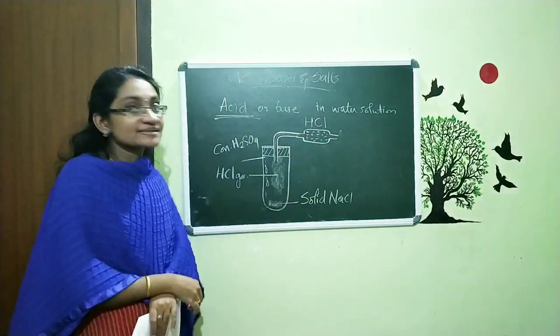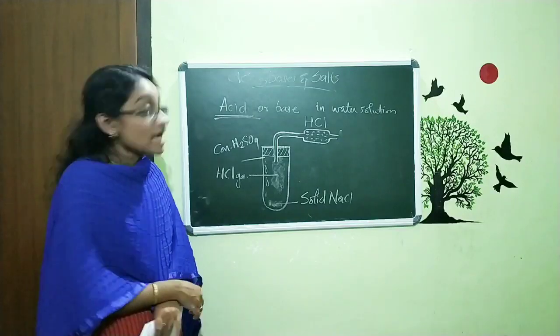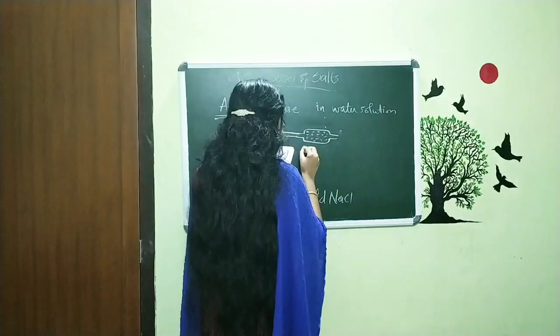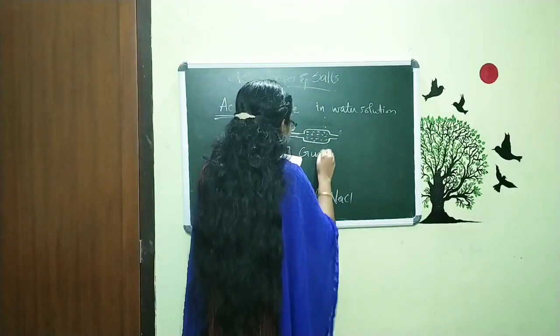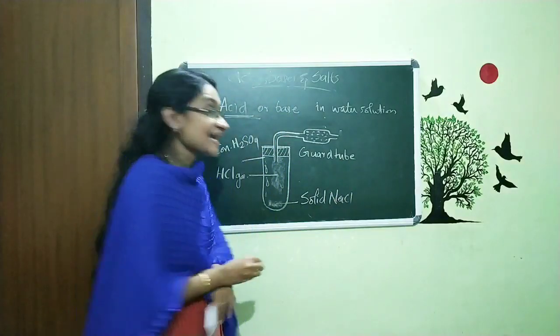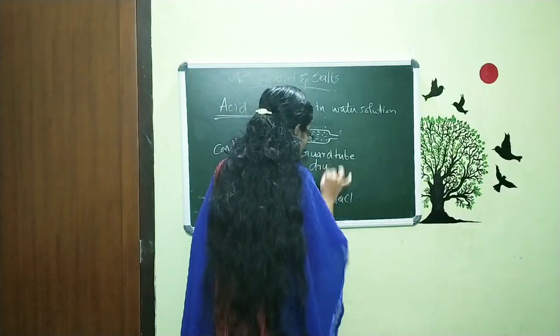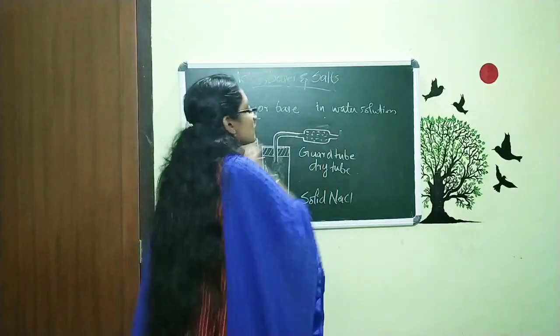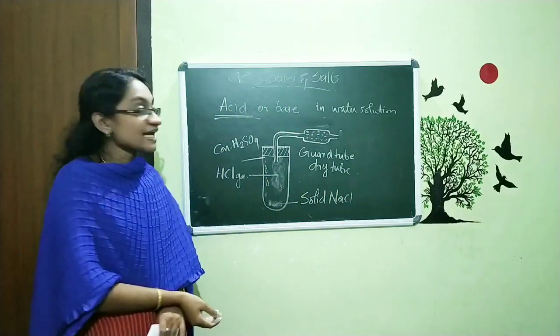Calcium chloride crystals are filled in this tube, and the name of this tube is guard tube, or it is also called dry tube. That is, the working of this tube is what? To dry the gas.